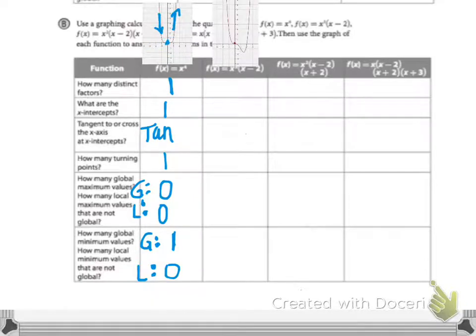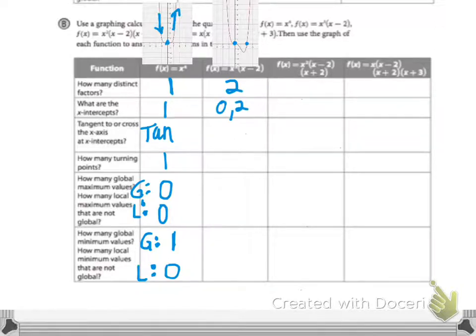Okay, so I know these are kind of hard to see, but I think you probably see them well enough. So this next one is x cubed times x minus 2. So how many distinct factors? That's what this graph looks like. There's 2 distinct factors. I see the x cubed and there's the x minus 2, right? What are the x-intercepts? Well, this crosses here. I already got a dot on the one spot right here. And then it crosses here. So they're at 0 and 2, which if you look at the factors, it makes sense why that is.